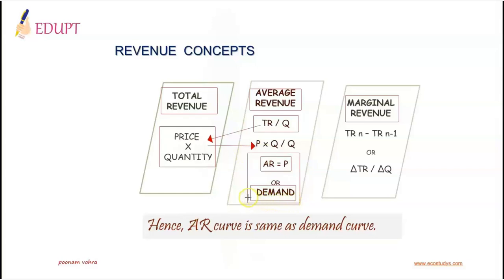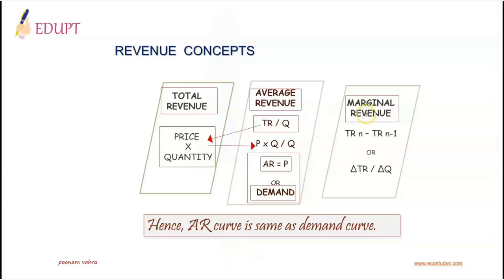A buyer's demand curve graphically represents the quantities demanded by the buyer at various prices. In other words, it shows the various levels of average revenue at which different quantities of the good are sold by the seller. Hence, it is customary to refer to the average revenue curve as the demand curve of a firm.